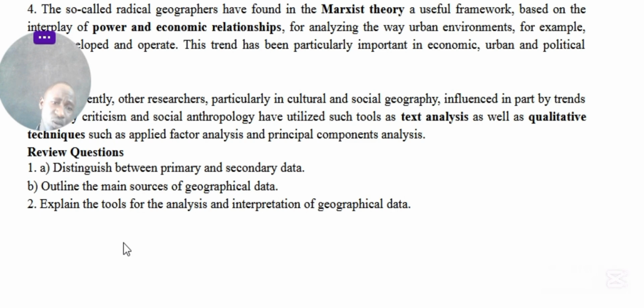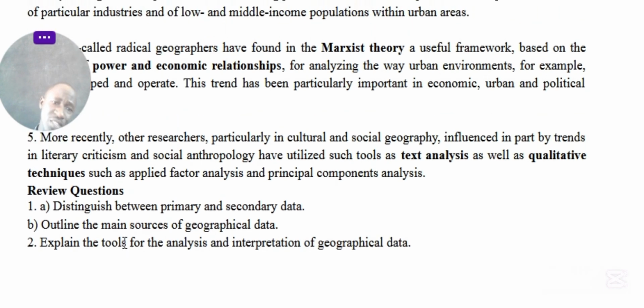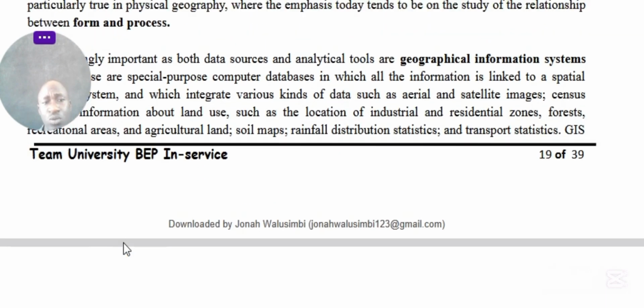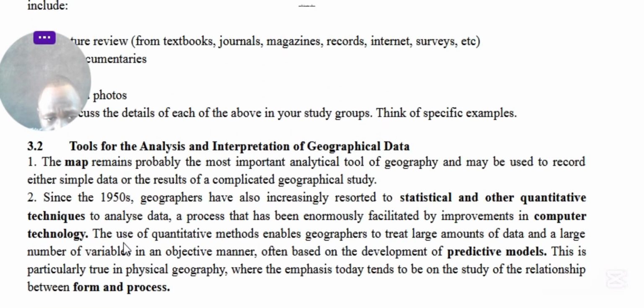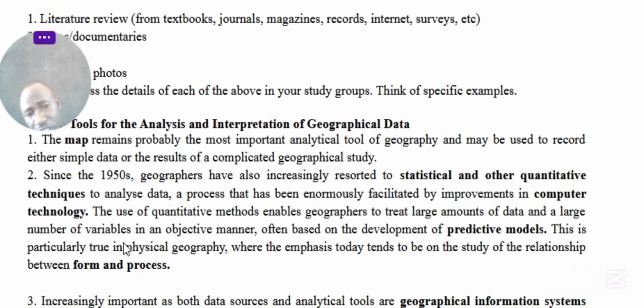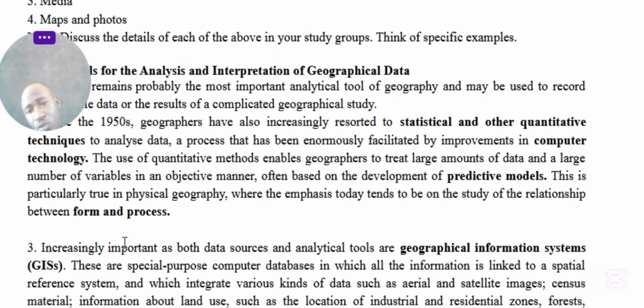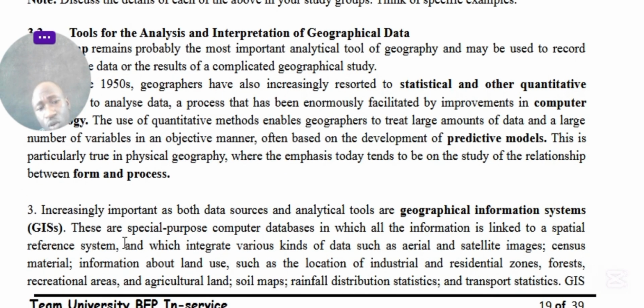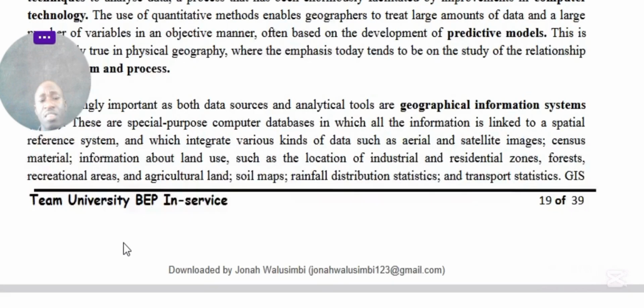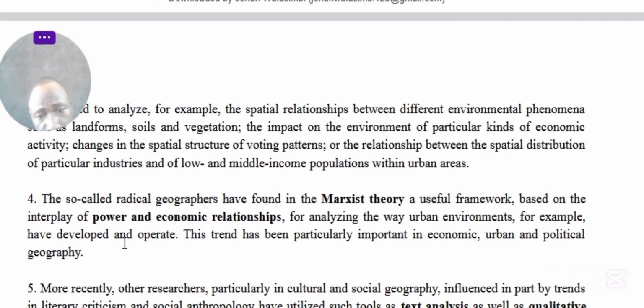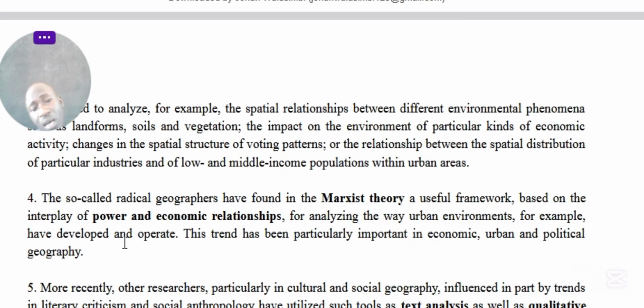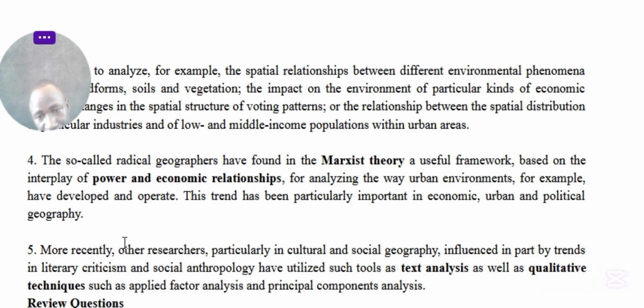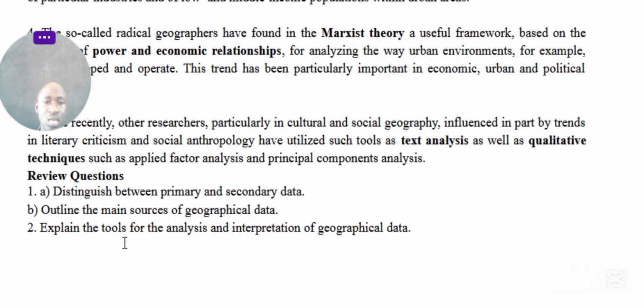Then the other question they are talking about is the tools. We have said that once they ask about the tools of data sources, the first thing you have to talk about are the maps. Then you go ahead and talk about statistical and other quantitative techniques. Then you talk about the use of GIS, or Geographical Information System, with the aid of the database. Then also you talk about the matrix theory. Then also the quantitative tests or analysis.